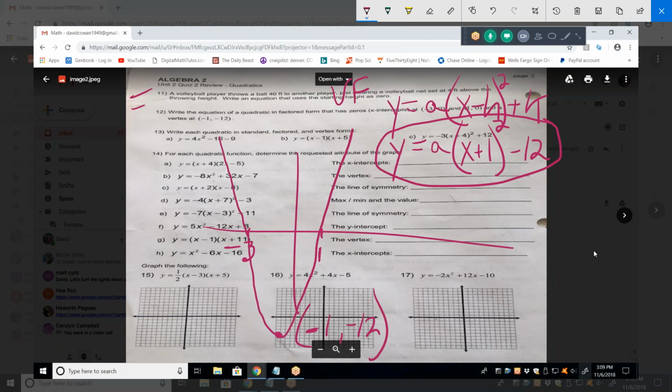However, they have given me another couple of points on the graph. So all I got to do is substitute one of those points into that equation, and I'll be able to solve for A. So which point should I use? 1, 0, right? That point right there is 1, 0. So plug that point into this equation, and what do you get?